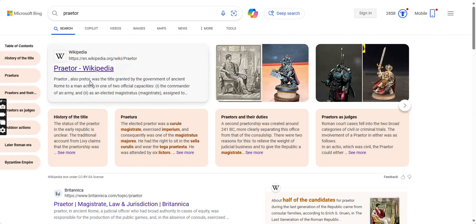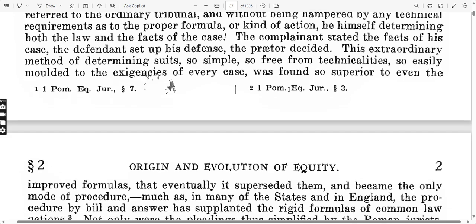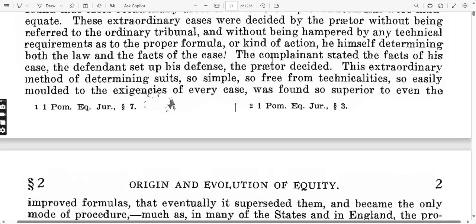Praetor was the title granted by the government of ancient Rome to a man acting in one of two official capacities: the commander of an army and as an elected magistratus, a magistrate. There you go. So magistrates come from Roman law. Isn't that interesting? Magistrates come from Roman law. That is incredibly interesting. Okay, where are we?